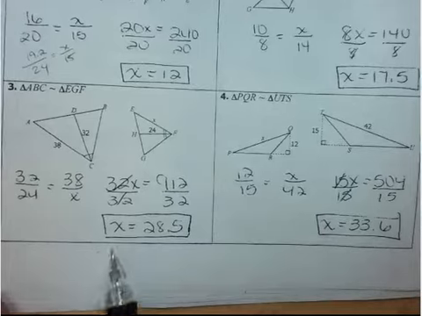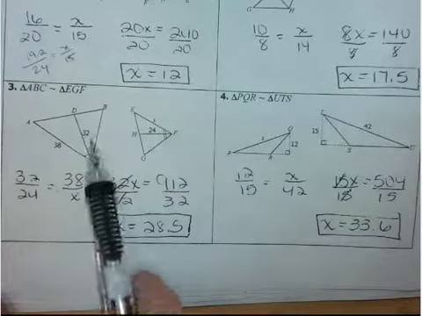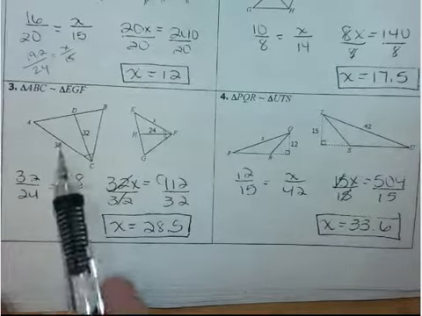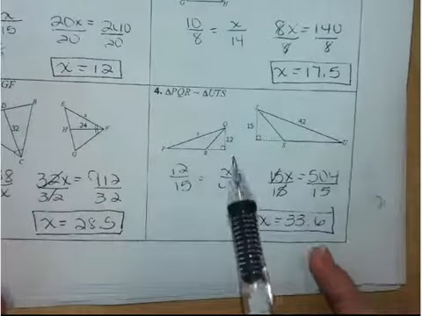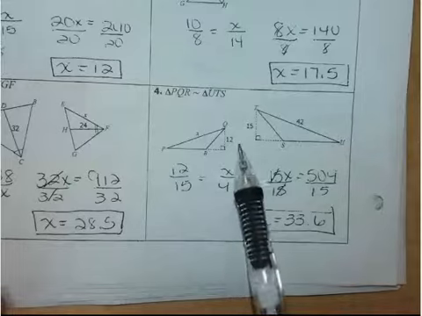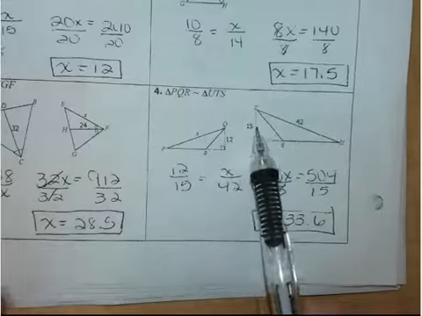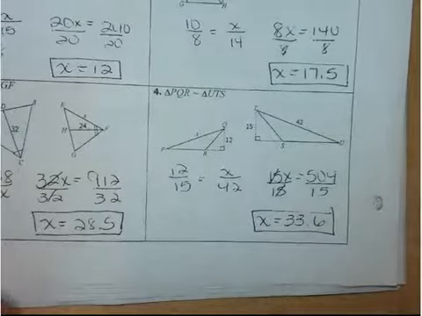Okay, so here are the answers to 3. This one we have angle bisectors. So 32 is to 24, as 38 is to x. Solve for x. Here our altitude is just sitting outside of our triangle, which is fine. It's still an altitude. So we've got 12 is to 15, as x is to 42, and we solve for x.